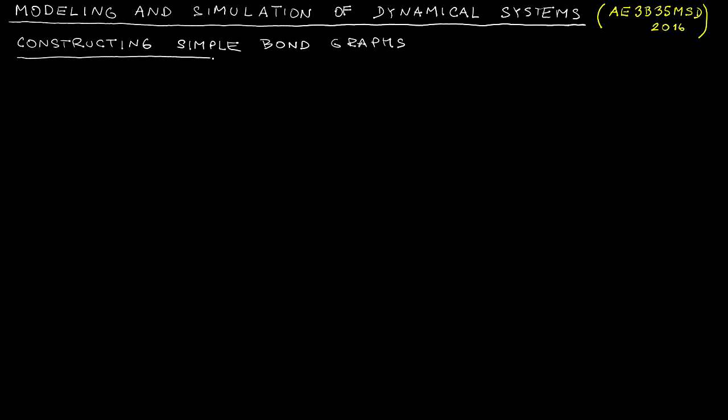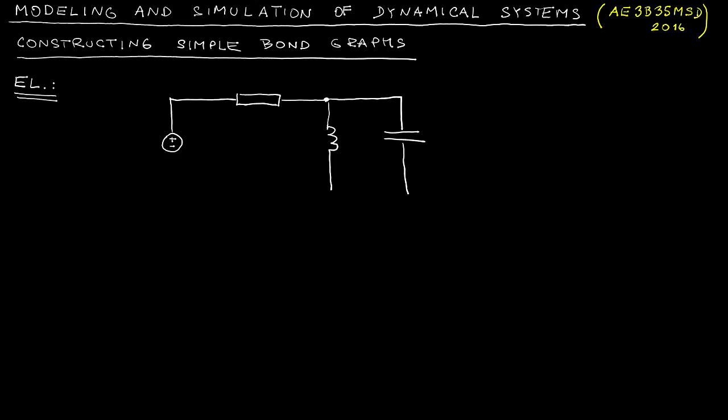In this video I would like to show you some rules how to design simple bond graphs. And we will proceed by means of a few examples. Let's start in electrical domain. We will consider this interconnection of a source of voltage, resistor, inductor and a capacitor. Their parameters are U0, R, L and C.